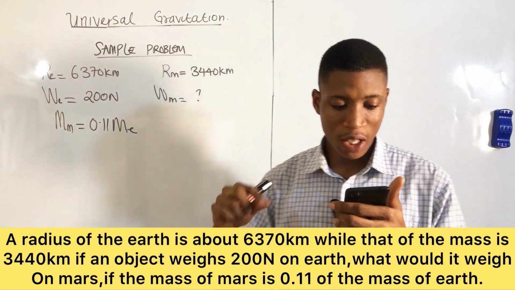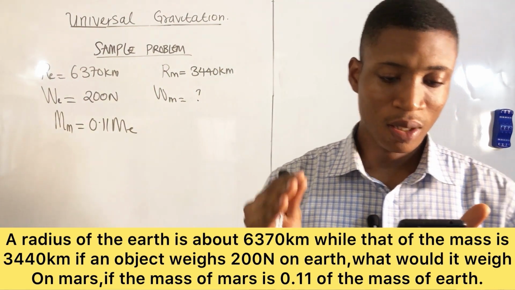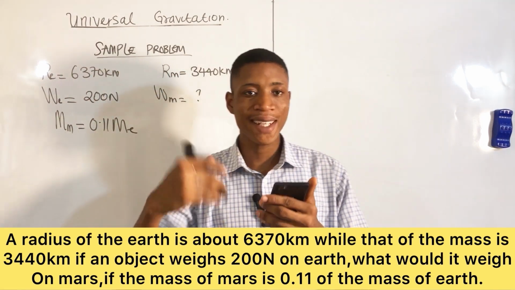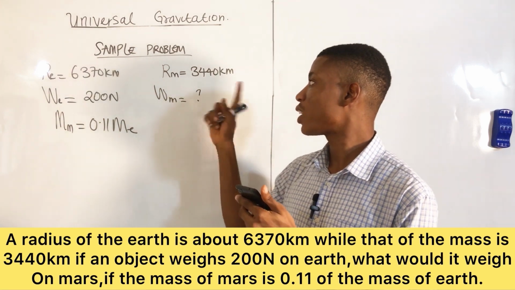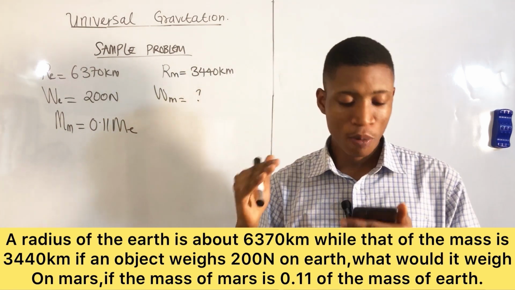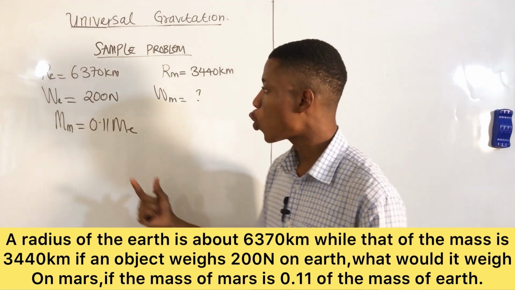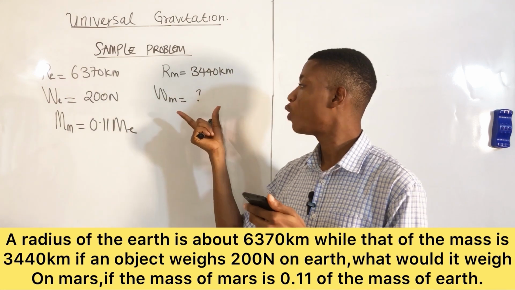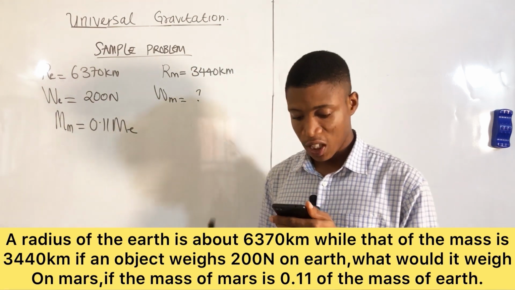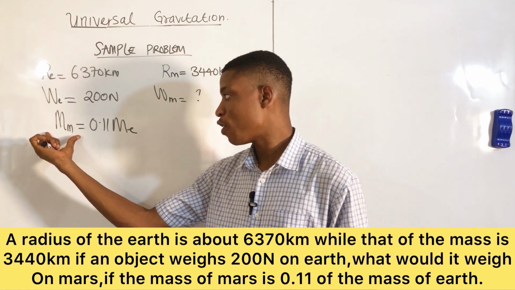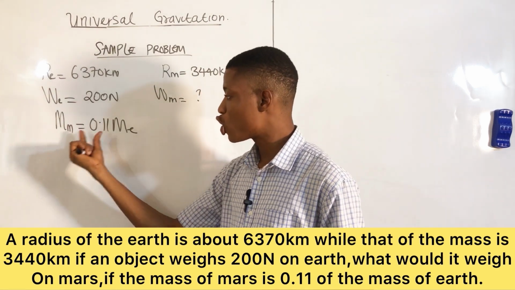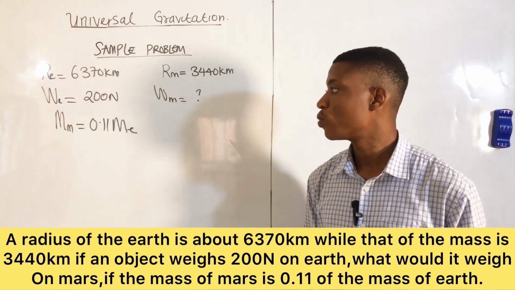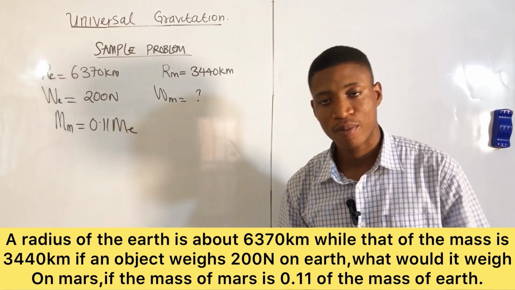Let me read out the question again. The radius of Earth is about 6,370 kilometers, and that of Mars is about 3,440 kilometers. If an object weighs 200 Newton on Earth, what will be the weight of the object on Mars, if the mass of Mars is 0.11 of that of the Earth? Very important question. So we are going to solve this problem.